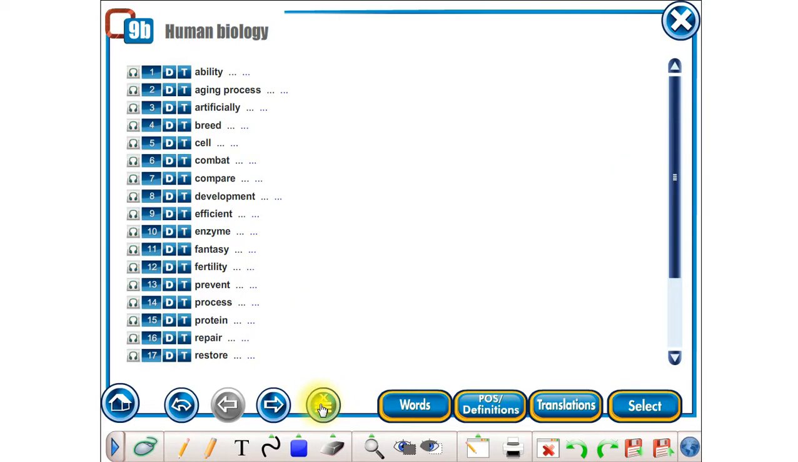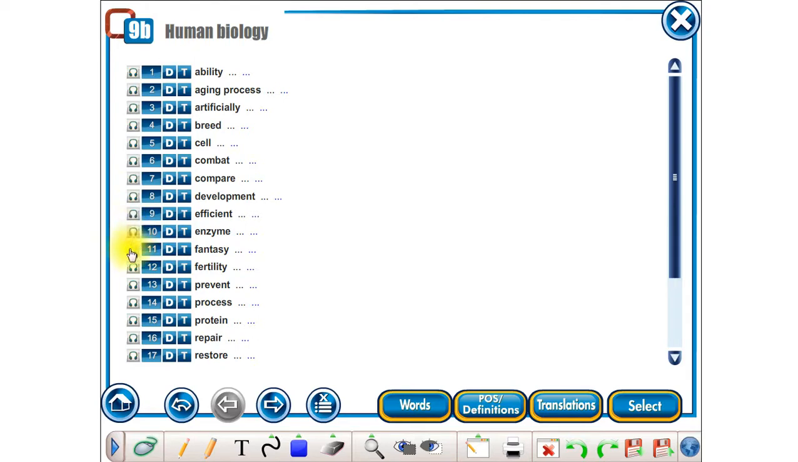Please open your dictionaries, write down these words, listen and repeat. Ready? Start. Ability, ability. Aging process, artificially, breed, breed. Cell, cell. Combat, combat. Compare, compare. Development, development. Efficient, efficient.